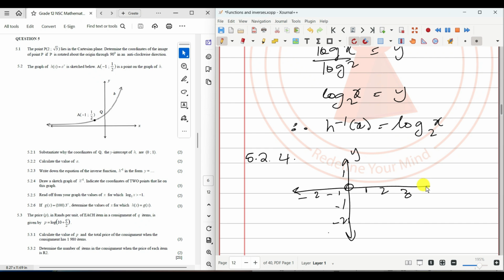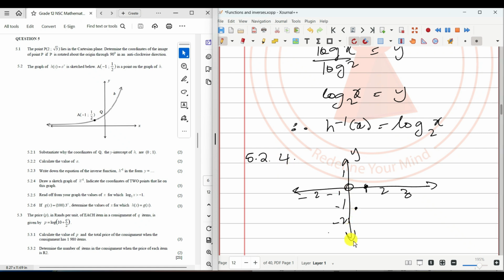Okay, so now we need, as you can see, point Q is (0, 1). So it's going to be (1, 0). And then the other point, point A rather, was (-1, 1/2). So it'll be (1/2, -1). Here it is.